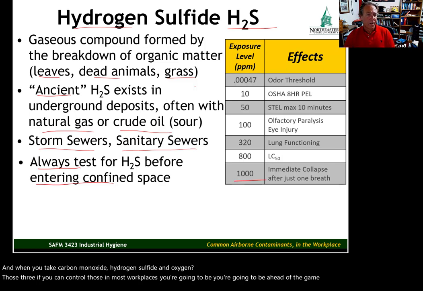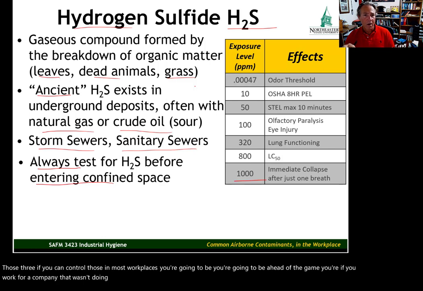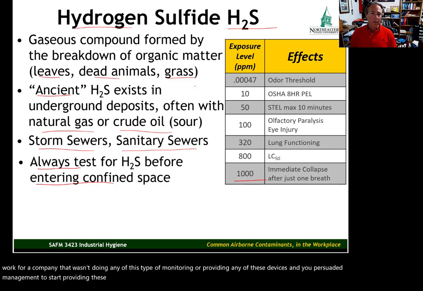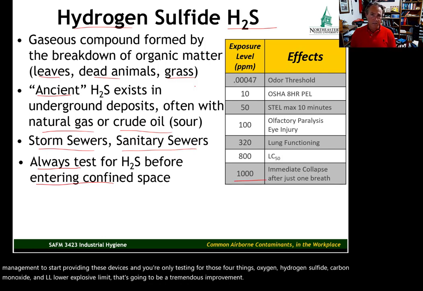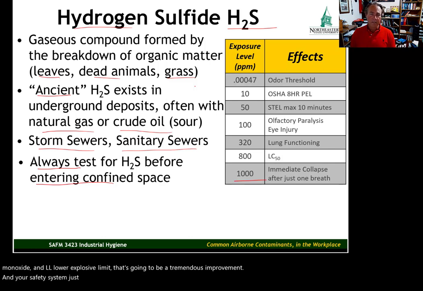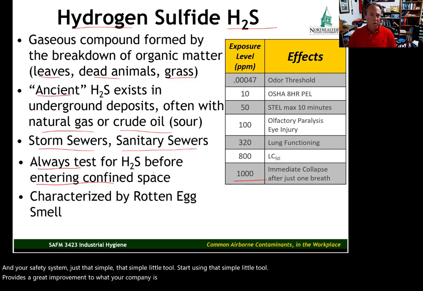If you worked for a company that wasn't doing any of this type of monitoring or providing any of these devices, and you persuaded management to start providing these devices, and you're only testing for those four things, you know, oxygen, hydrogen sulfide, carbon monoxide, and LEL, lower explosive limit, that's going to be a tremendous improvement in your safety system. Just that simple. That simple little tool provides a great improvement to what your company is doing to protect the safety of its workers.